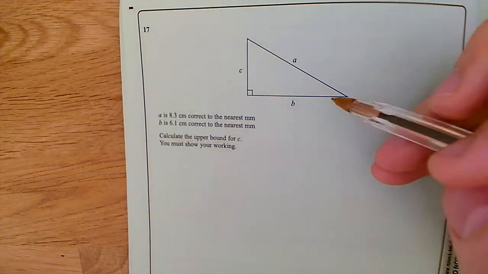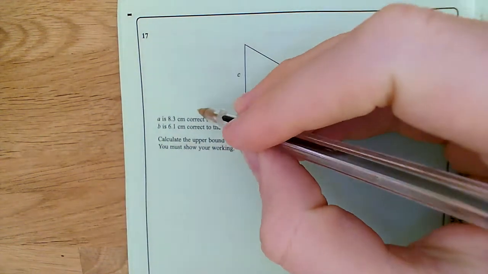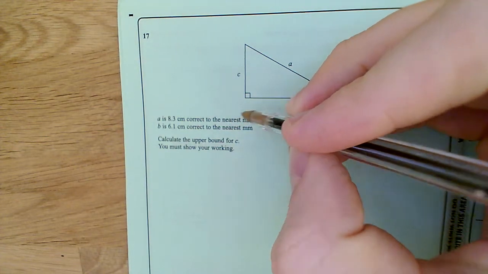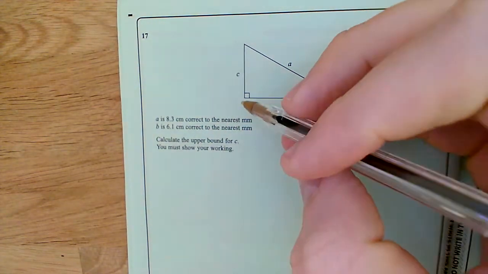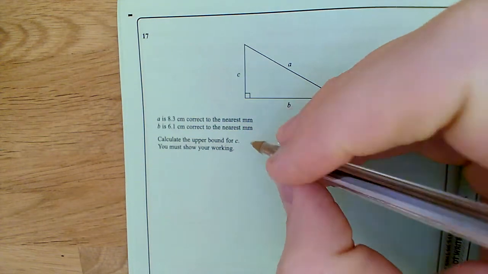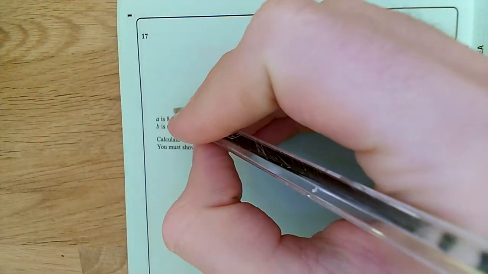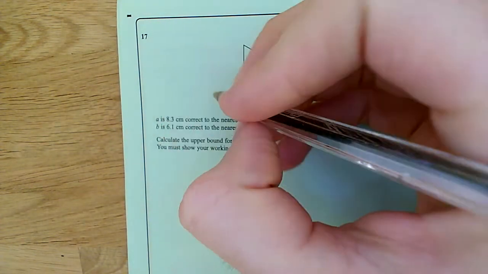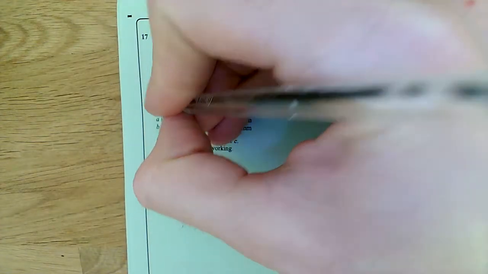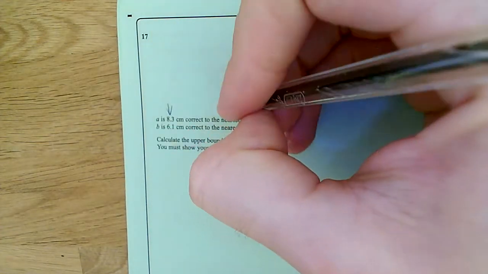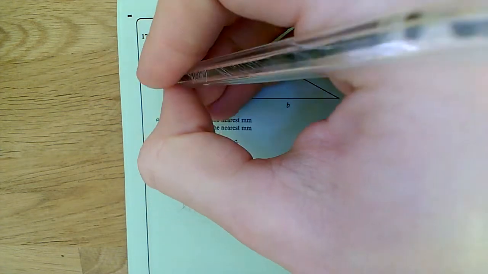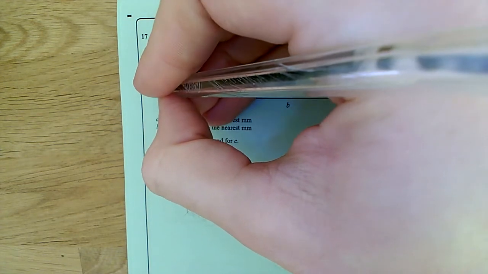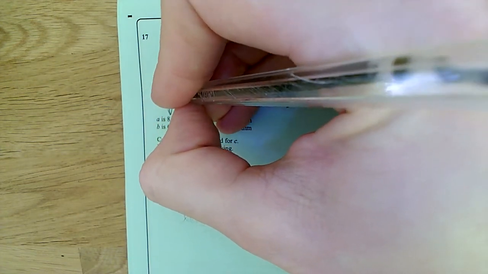The first thing you should notice in this question is it says correct to the nearest millimetre. So it's a bounds question. And in bounds questions you often get a mark just for writing the lower or the upper bound for any of these. So for 8.3 to the nearest millimetre, 8.3 centimetres is the same as 83 millimetres.